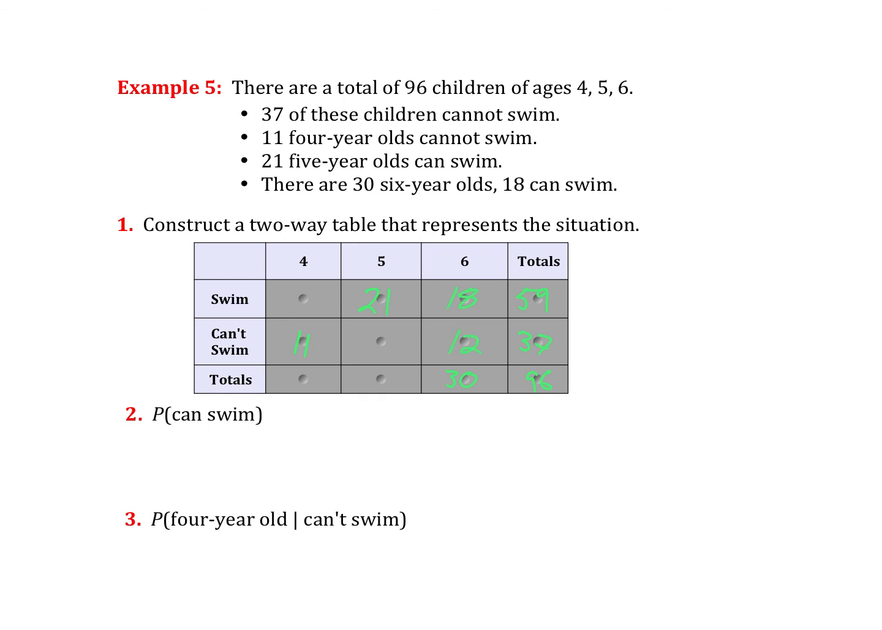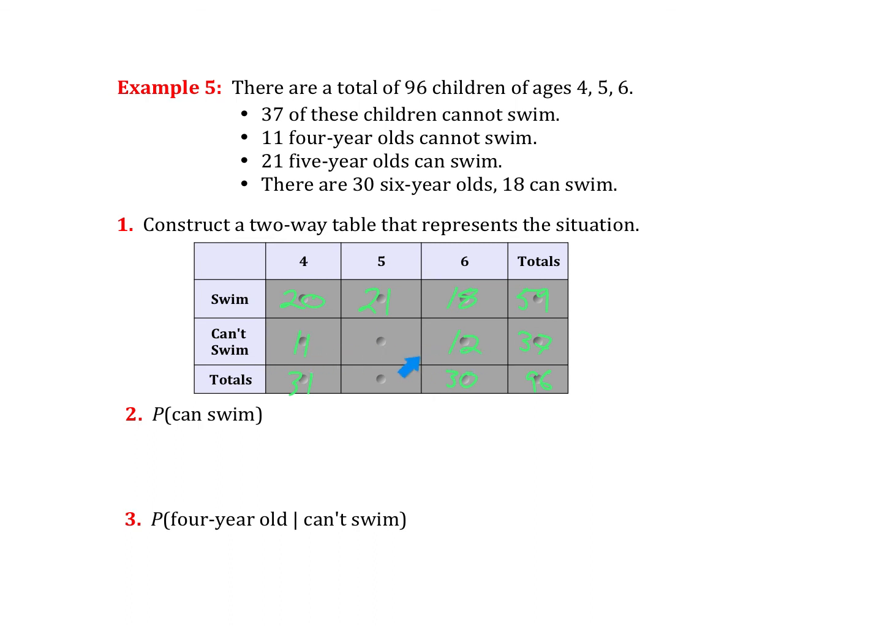Now here I've got a few missing cells, but I can go through and fill in the missing pieces. For instance, the swimming category. I know there's 59 total. There's 18 here, there's 21 here. How many have to go here to total up to 59? Well, I'd just do 59 minus 21, then subtract 18. We would get 20. Now I can add straight down for the 4-year-olds. I would get 31 down there.